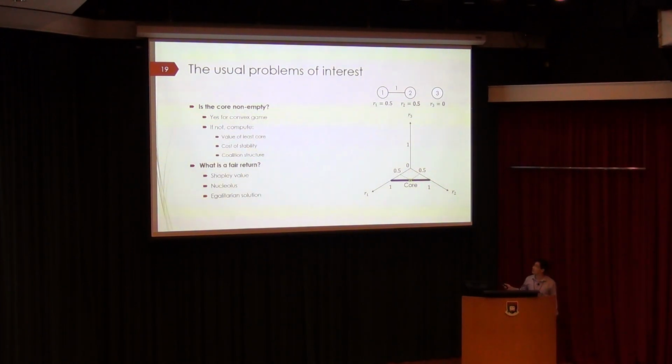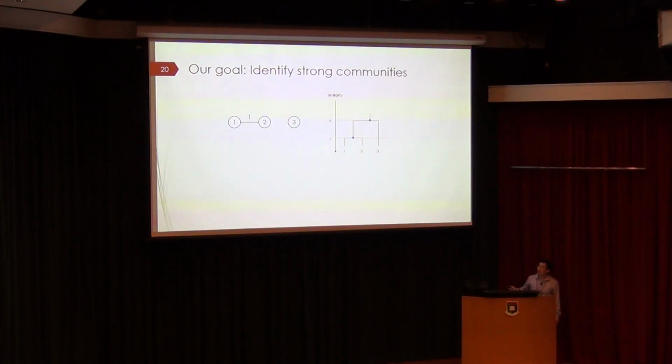Exactly. Now, our goal, however, is not about Shapley value. It's not about fair payment. We are trying to find strong communities. In particular, we want to come up with such a dendrogram. We want to compute this dendrogram, and the two points here correspond to the two important clusters. Can we identify them? This is the goal.